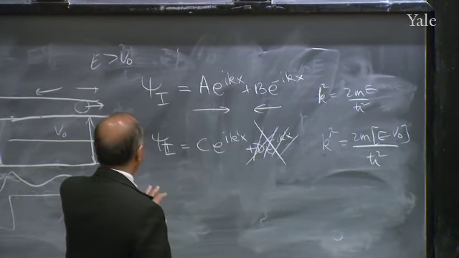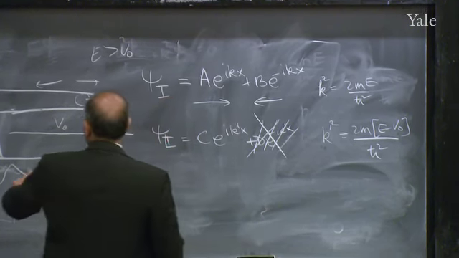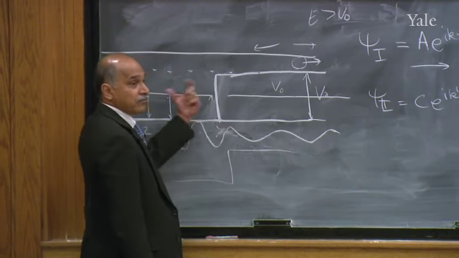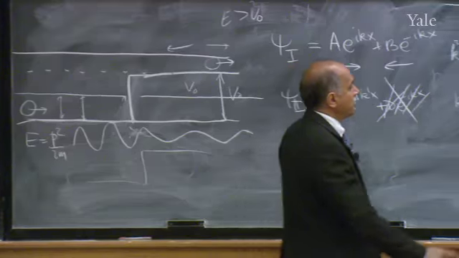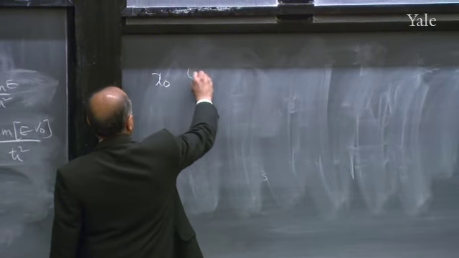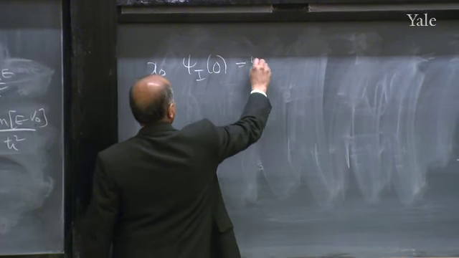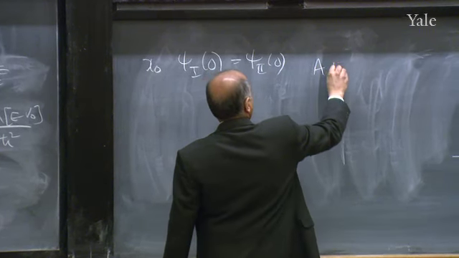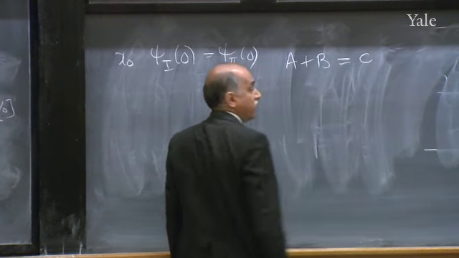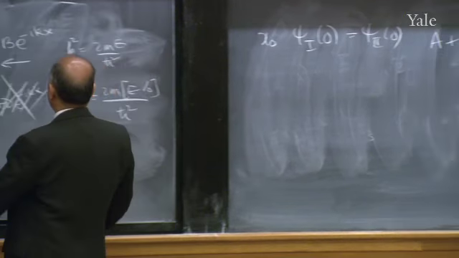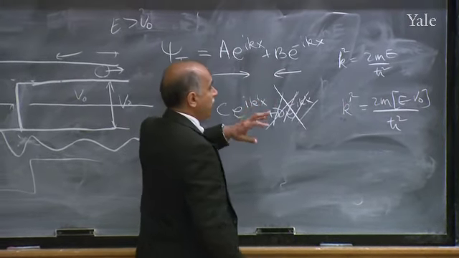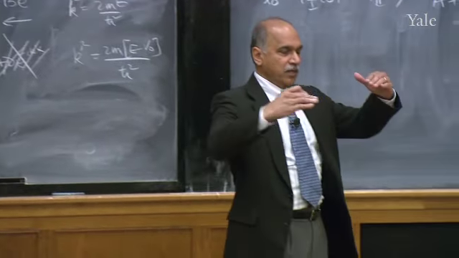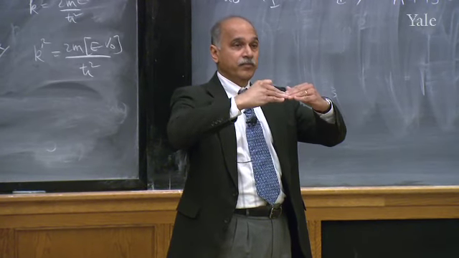Very good. So now I have the following condition. At the interface where the two regions meet, the psi must match from the left and from the right. So at x equal to 0, coming from the left, psi 1 at 0 should be the same as psi 2 at 0. That will tell me that A plus B equals C, because if you put x equal to 0, all the exponentials become 1, and A plus B must be equal to C. That's the condition that if you come from the two sides, the wave function has to match.